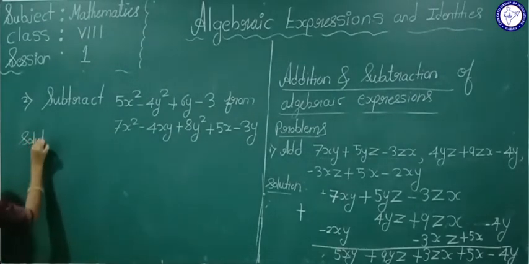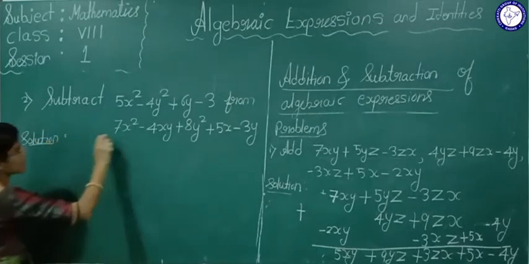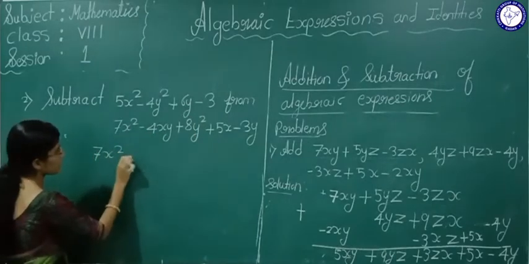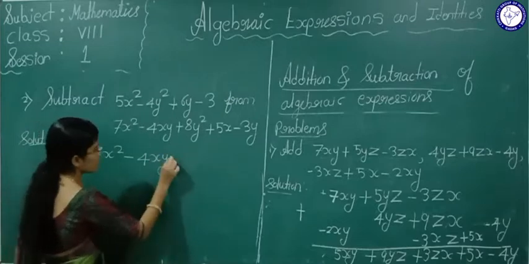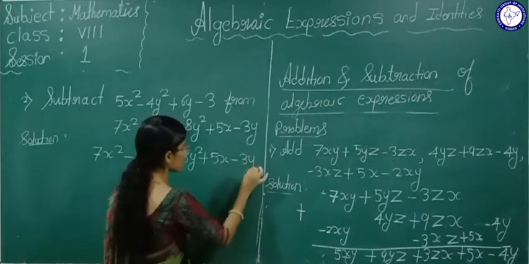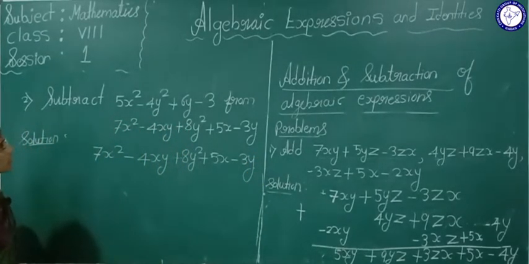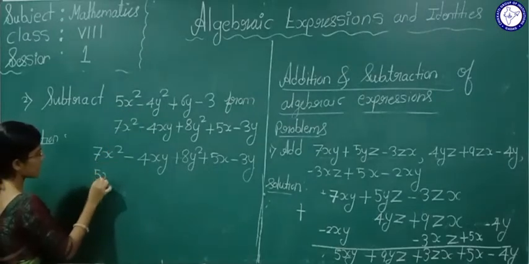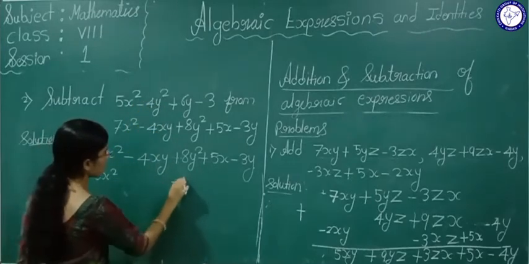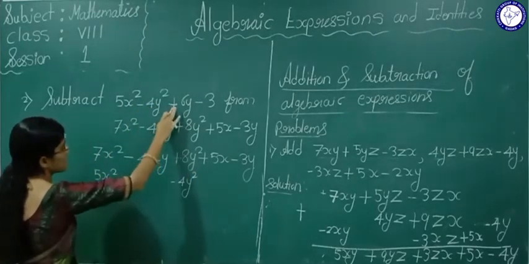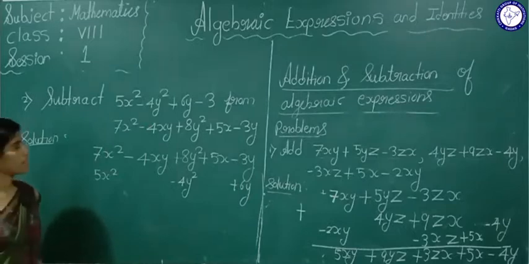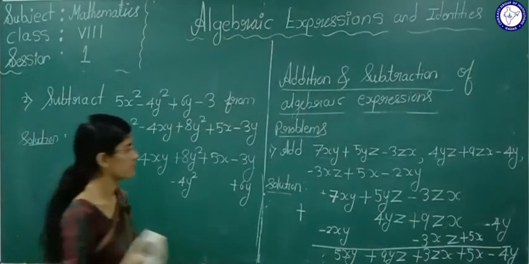Now see the solution. Subtract this from, okay, first we have to take this as 7x square minus 4xy plus 8y square plus 5x minus 3y, okay. Now 5x square minus 4y square plus 6y, and the constant is minus 3 they have given.